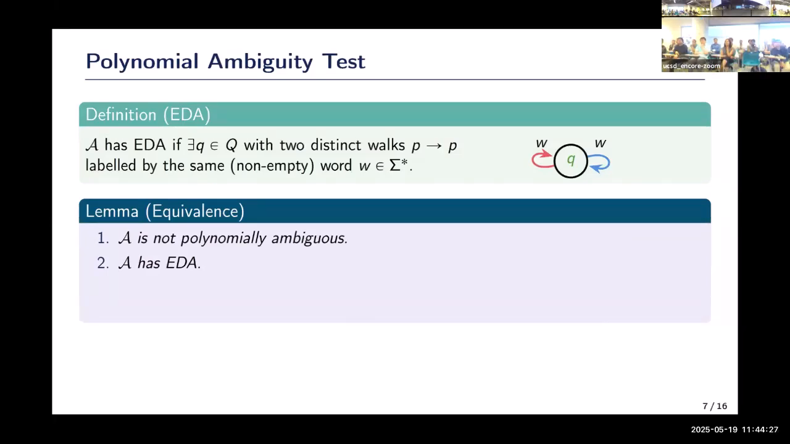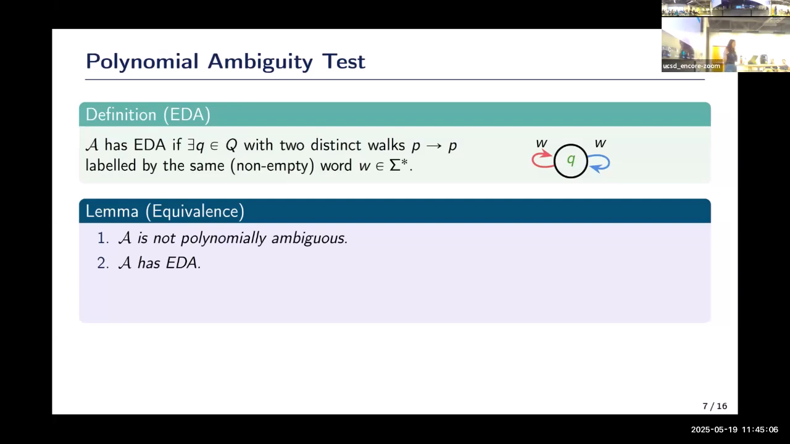Now for polynomial ambiguity, this is going to be slightly more complex. As I mentioned, I want to determine what allows the automaton to have an exponential number of accepting runs. So instead of quantifying what is polynomially ambiguous, I'm going to quantify what is not polynomially ambiguous. And this is actually the EDA structure, which stands for exponential degree of ambiguity. Basically, I'm saying that an NFA has EDA if you can find a state Q with two distinct cycles, or walks, reading the same word W. It's not necessarily a single cycle.